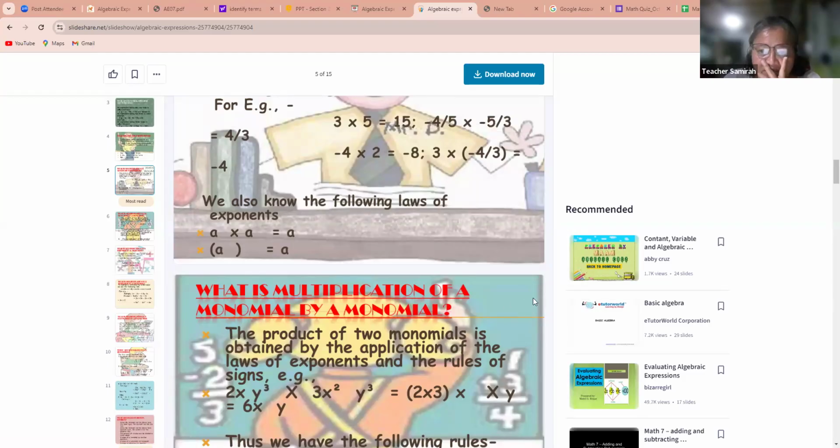Please start. Okay. Let me have it like this. I think I have it before. I'm talking about the laws of exponent here. Okay, wait.